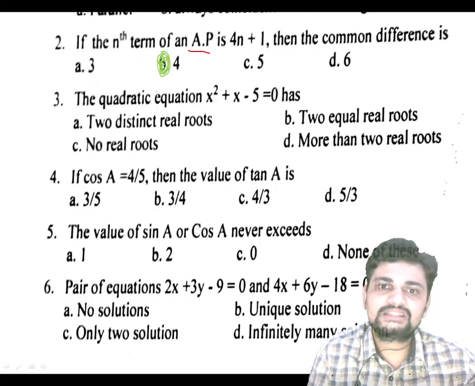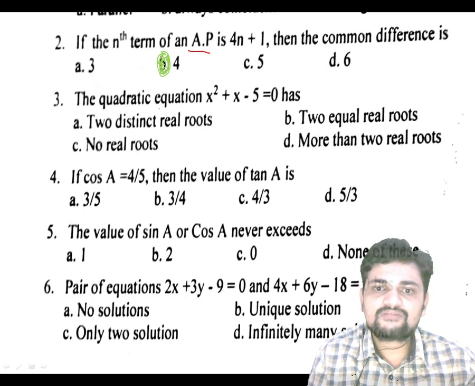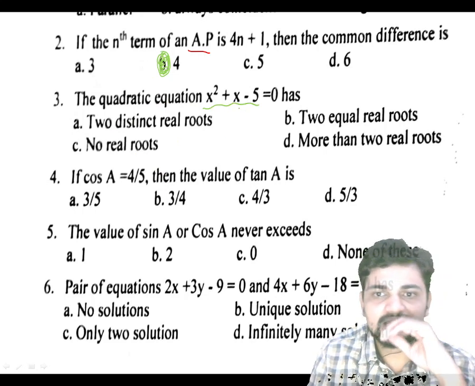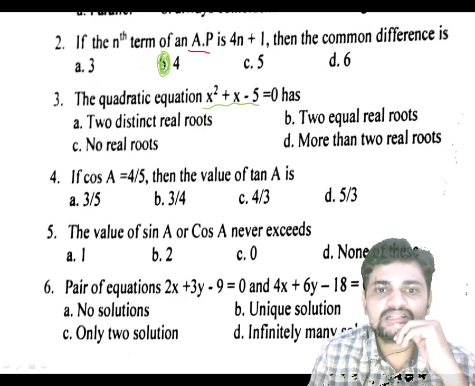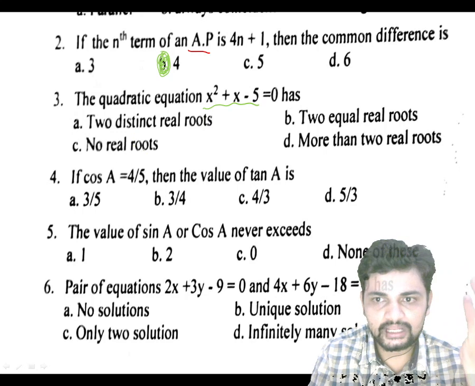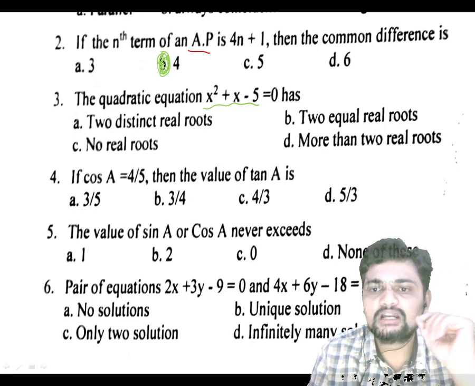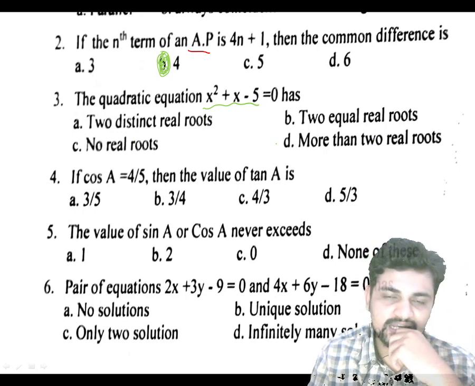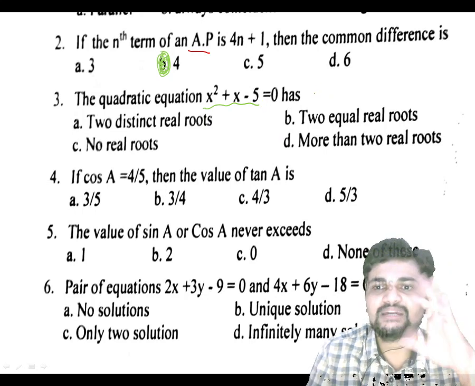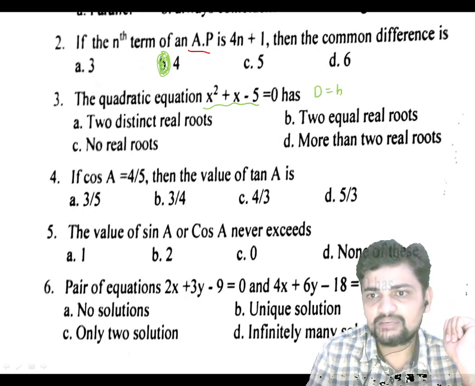Now, question number 3. Question number 3 is from quadratic equations. One quadratic equation is given. They are asking whether this particular quadratic equation has real roots, no real roots, or more than 2 real roots. Four different options are given. To find out the nature of the roots, we need to know the discriminant. The discriminant is given by b square minus 4ac.